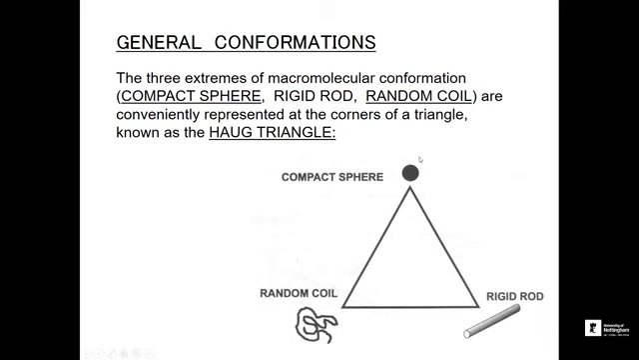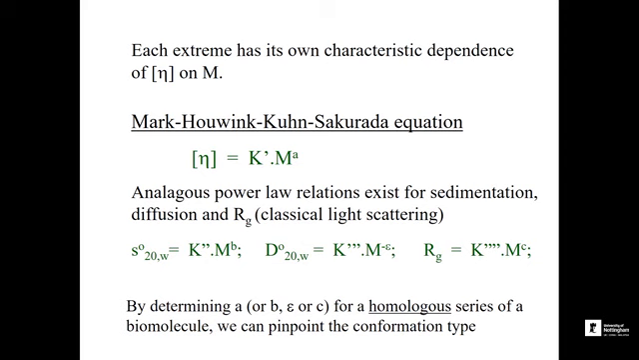We have these extremes of conformation: sphere, rod, and coil, and the conformation of a given macromolecule is somewhere at a locus along the sides of this triangle. Remember that? Proteins down here, polysaccharides along here, and DNA, denatured proteins along here somewhere. Well, viscosity allows us to locate where on this triangle our molecule is.